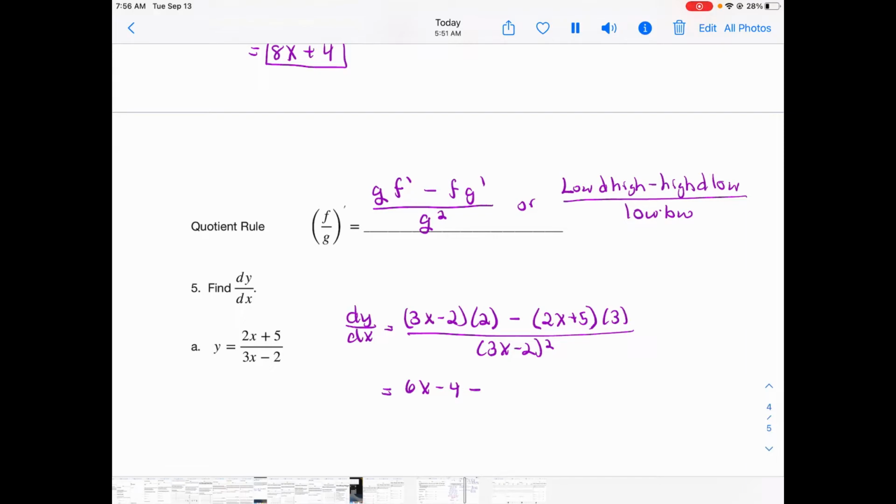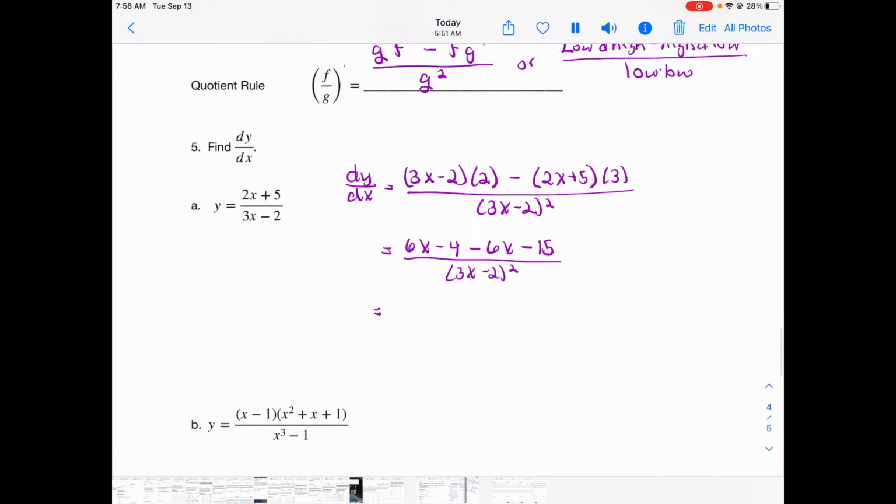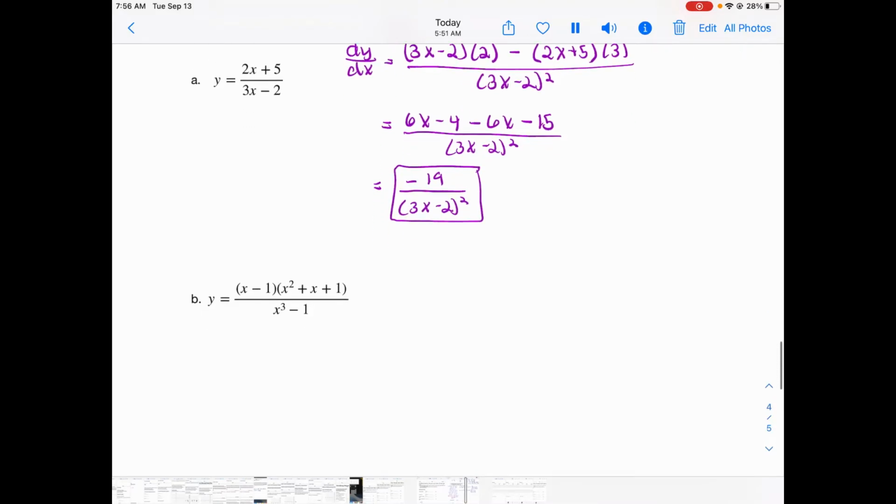Now the hardest thing about this is to make sure you're distributing that negative to each of these terms. Notice it's negative 6x minus 15. That's a very common mistake, not distributing that negative to every term in that second group of terms. Combining all my like terms, this is my derivative.